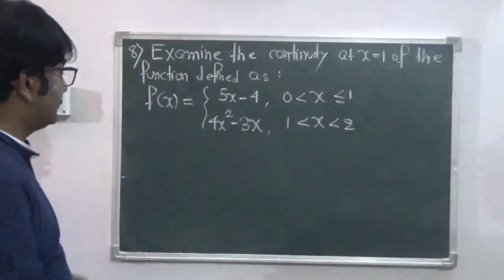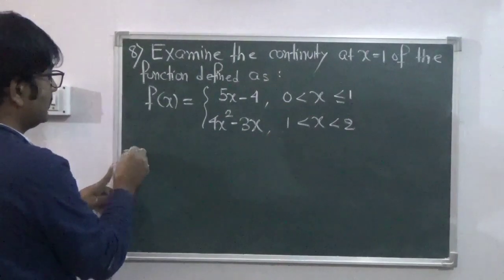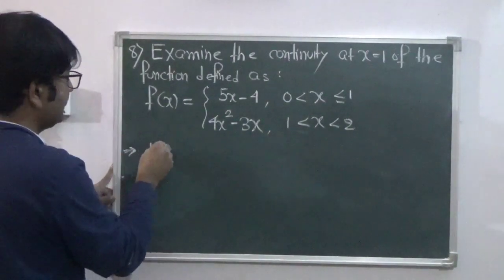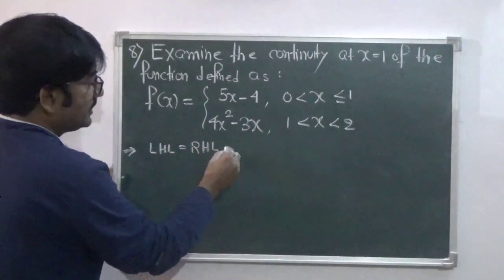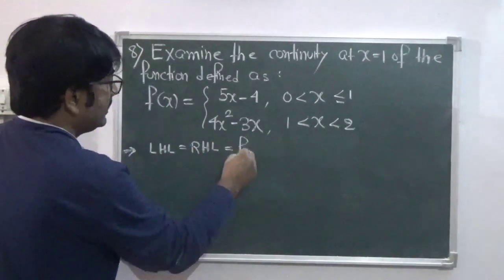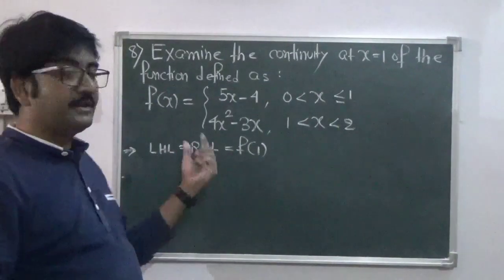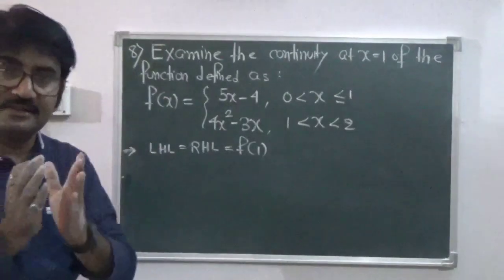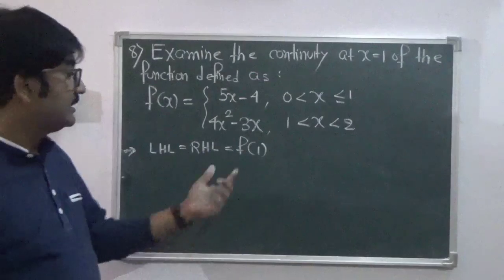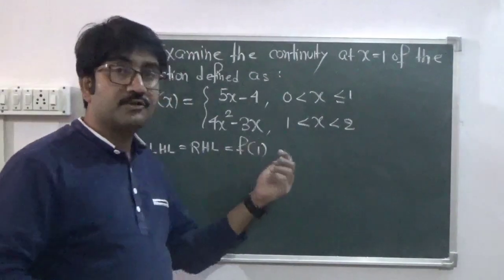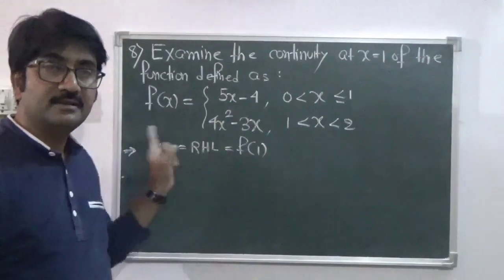And for that we have the condition. What is the condition? Left hand limit should be equal to right hand limit and should be equal to f of 1. This is the criteria. If the left hand limit equals the right hand limit, then the limit exists. And to check for continuity, the value of the function at the point should also be the same.